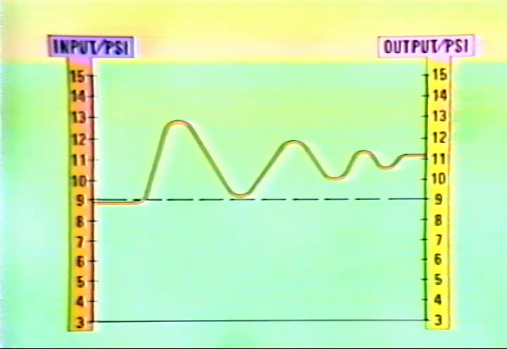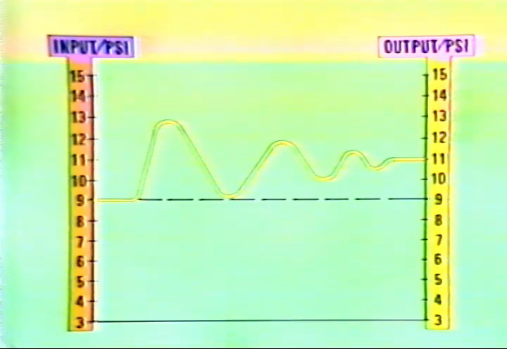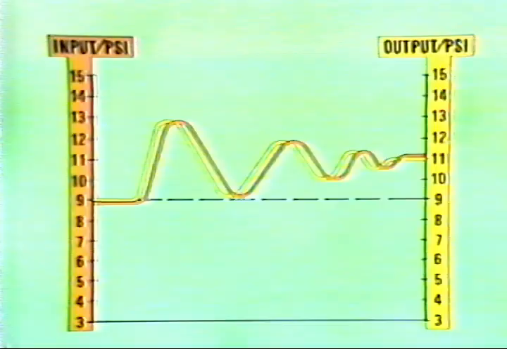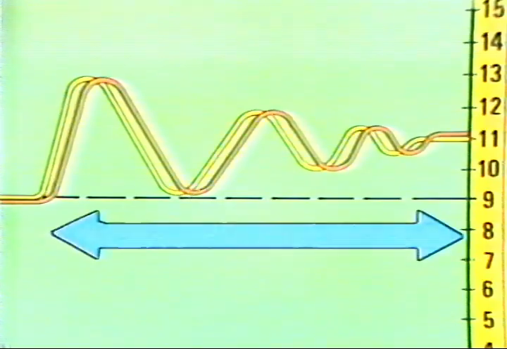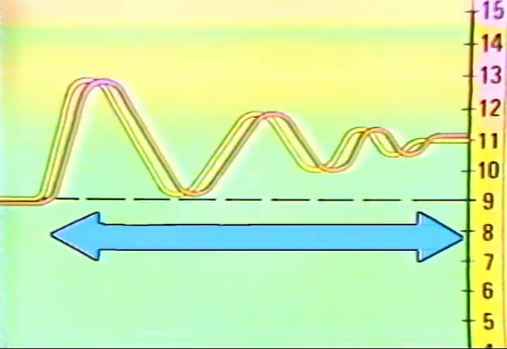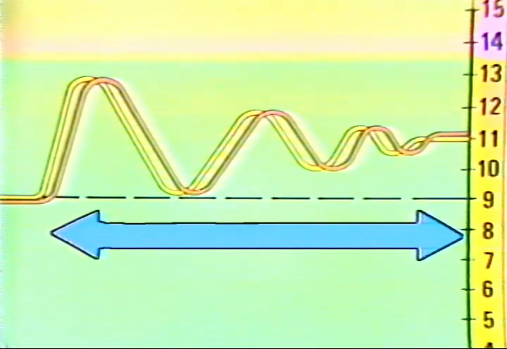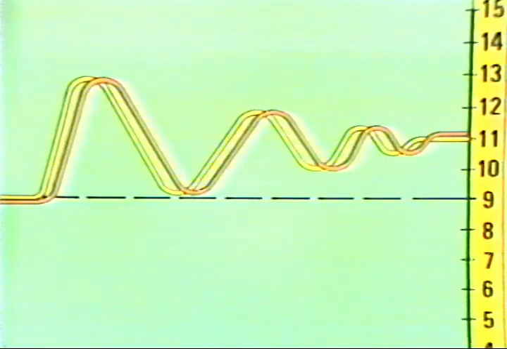The orange curve represents the input to the controller, and the yellow curve is the output produced by the controller. Normally, these two curves would be produced at just about the same time, but we've separated them to make them easier to compare. This distance represents the time it takes the controller to return the process variable to set point.